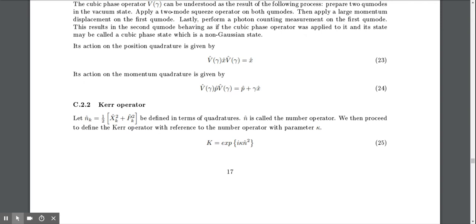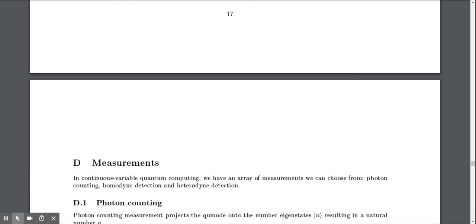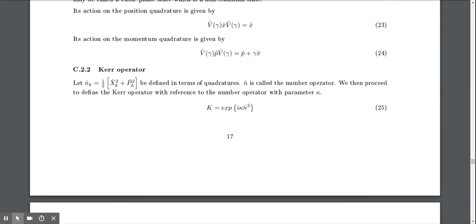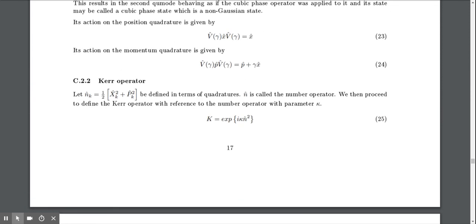The Kerr operator is defined in terms of quadratures. N is called the... Kerr operator. What the hell is this? This definition is not even useful.